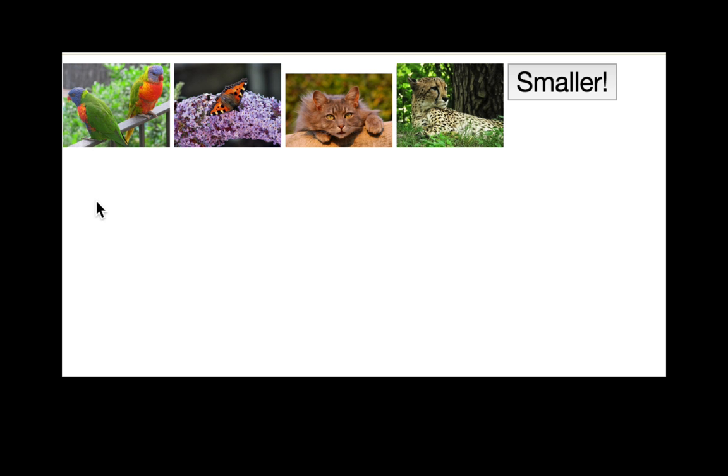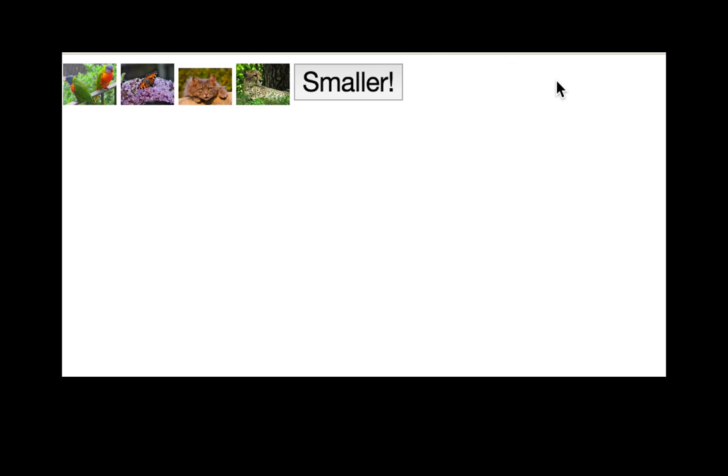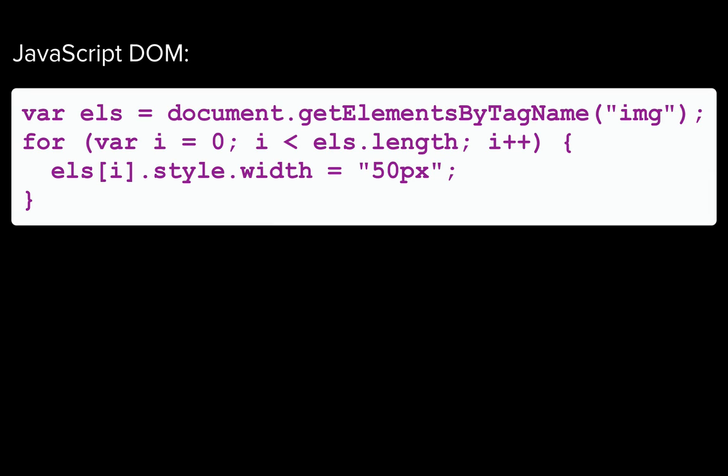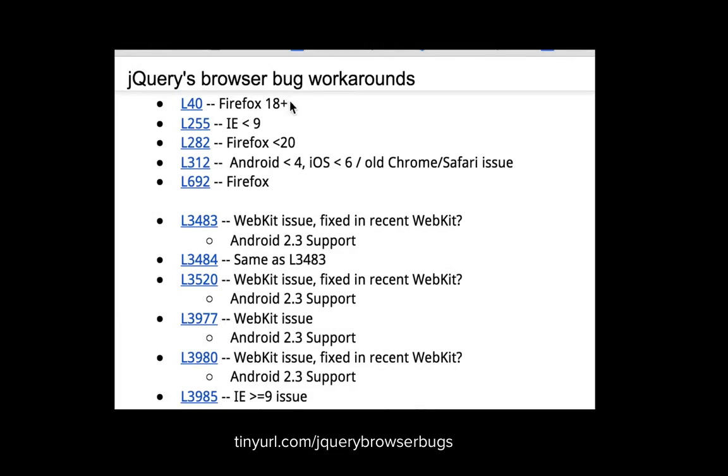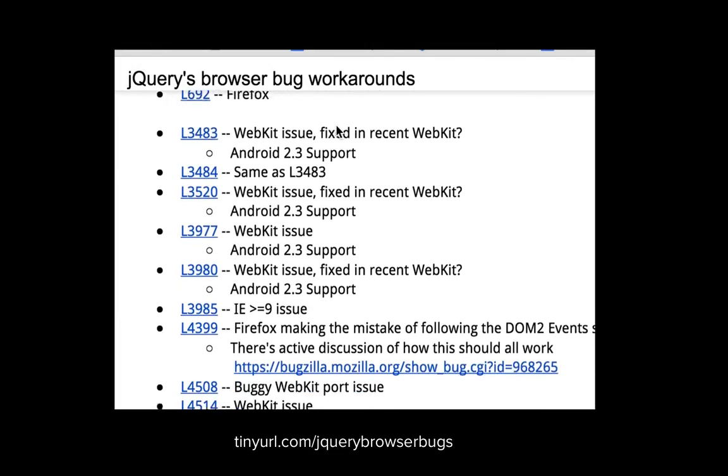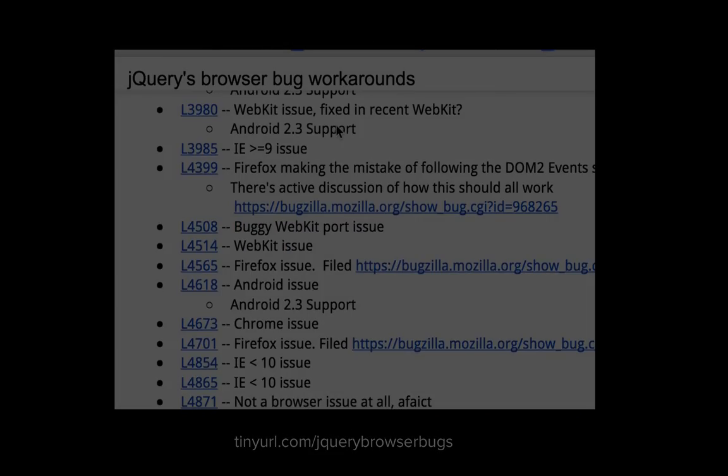For example, let's say you wanted to resize all of the images on your page, like when the user clicked a button. You could write these 4 lines of code here, and that would work. Or you could write this single line of code, and jQuery will do all the heavy lifting for you. Plus, jQuery takes care of any cross-browser bugs or inconsistencies.